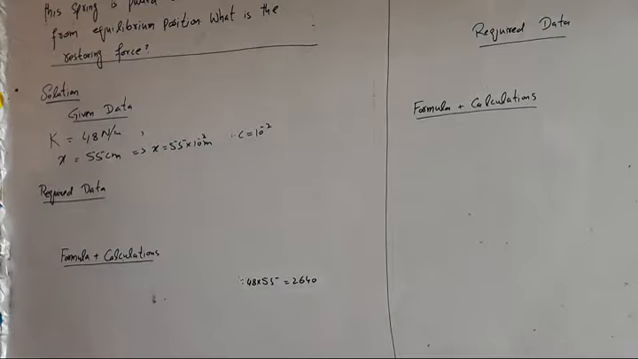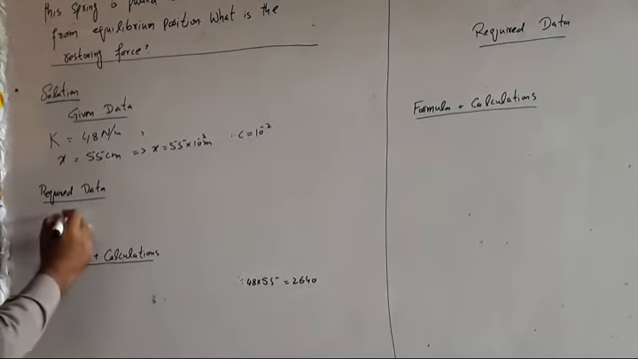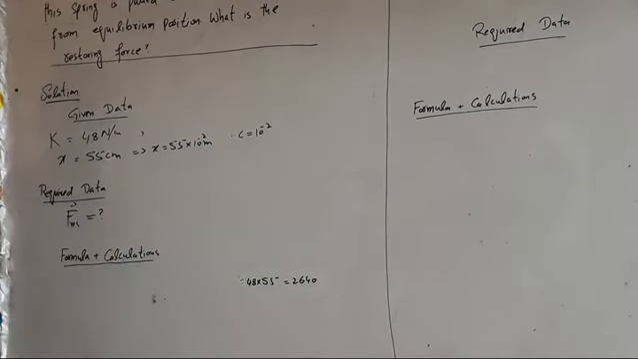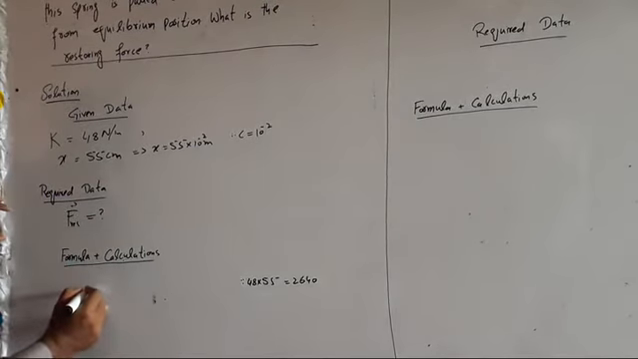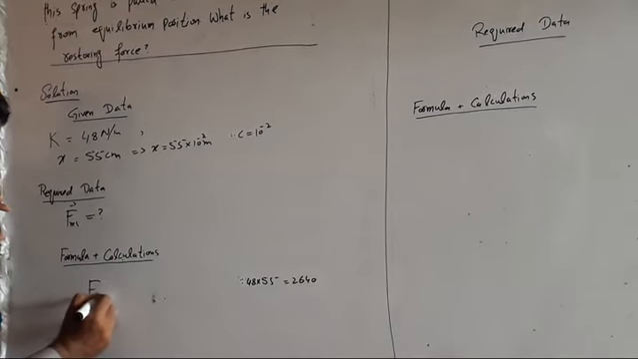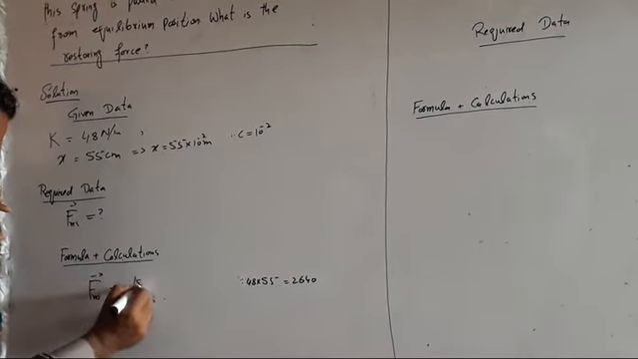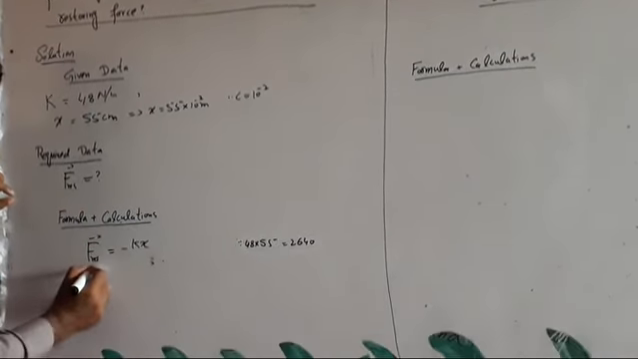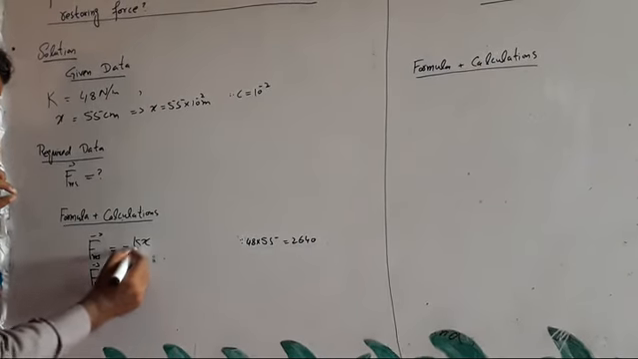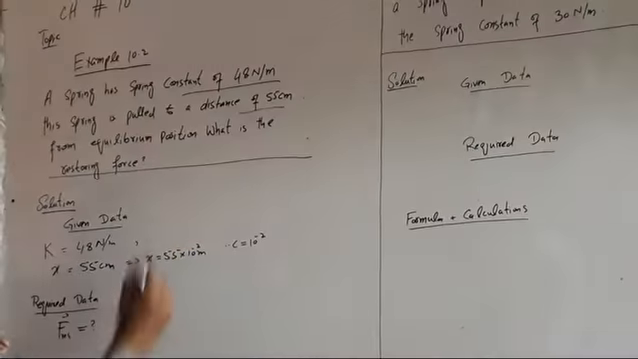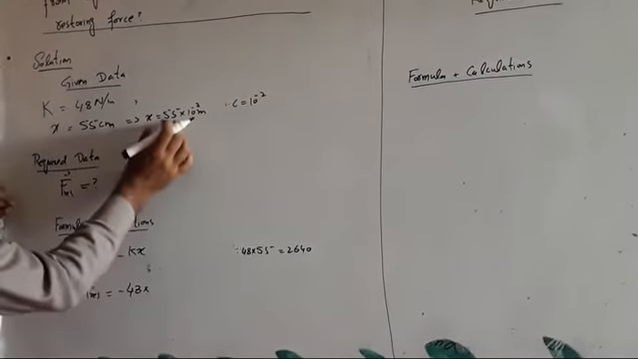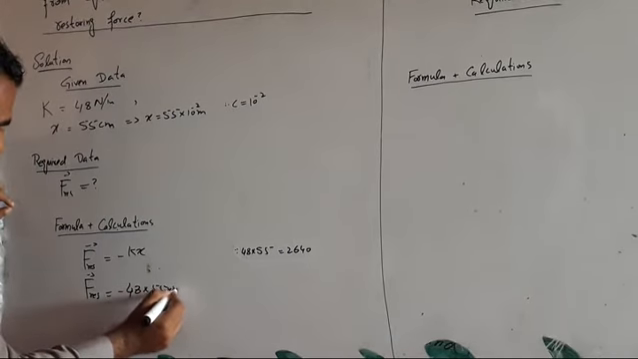Now in required data we have to calculate the restoring force. So restoring force is denoted by F with subscript res and with a question mark. So we will use Hooke's law formula plus calculation. By using the formula that restoring force is equal to minus Kx, as we have proved in our previous topic, F restoring will be equal to minus K, the value of K is 48, multiply X. So the value of X is 55 multiply 10 power minus 2.